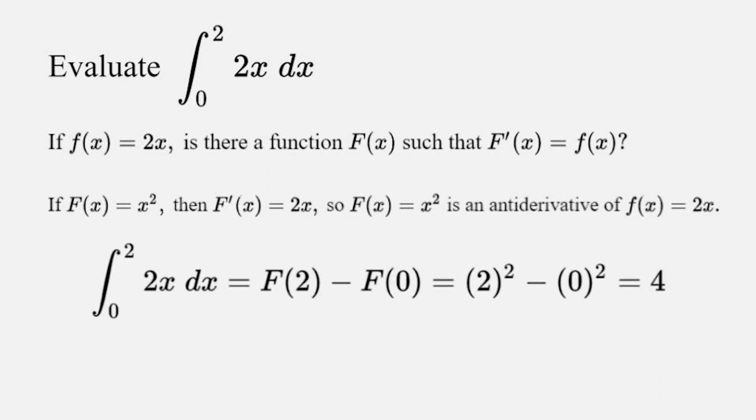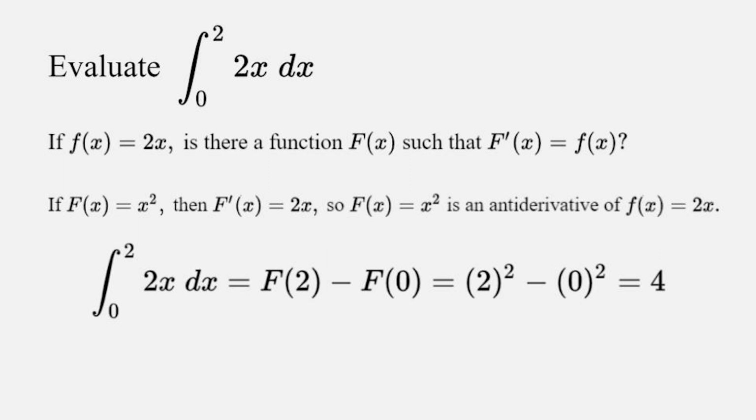And so the definite integral from 0 to 2 of 2x dx is equal to this antiderivative evaluated at 2, subtracting away the antiderivative evaluated at 0. And I'm using 2 and 0 because those were the bounds of the definite integral. Now, what is the antiderivative evaluated at 2? Well, the antiderivative was x squared, and so if I evaluate that at 2, that's going to be 2 squared. And then evaluating it at 0 will be 0 squared. And if I simplify that, I get 4.